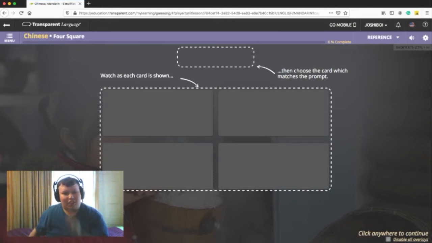Okay, so this part is like a memory game. It literally is a memory game.